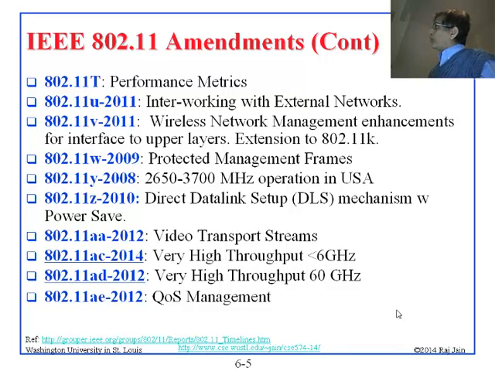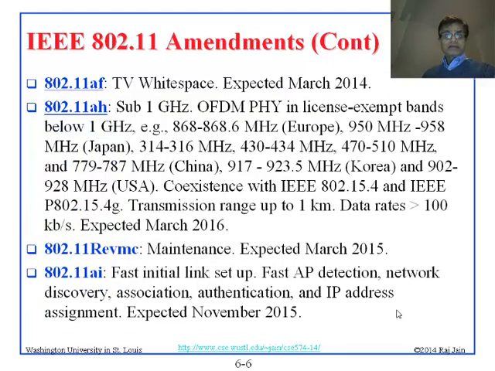Y is some new band which appeared, 2.6 to 3.7. Then Z is direct data link setup with power save. So how do you talk directly to some station and still save power? Video transport, now AC is very high throughput, we will discuss that. AD is even very high throughput, we will discuss that. AE is QoS management. Anyway, as you can see, this is 2012 already, basically this is where we are right now.